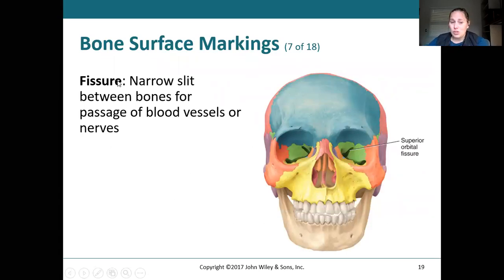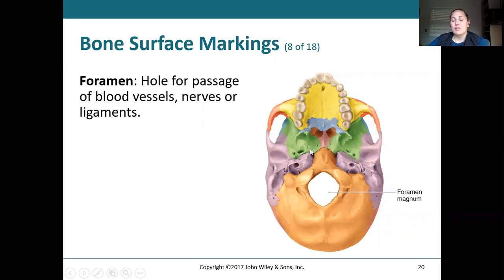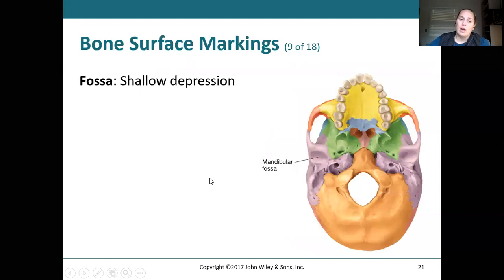So an example of a fissure, one was given in that table, but here we also see the narrow slit of bones for the passage of blood vessels or nerves. So here you can see within this fissure, the superior orbital fissure that's located right here. The foramen, so I said before, the foramen is a very large opening for the passages of blood vessels or nerves or ligaments. So here you can see the foramen magnum, which is again kind of the large opening at the base of the skull that allows the articulation with the vertebra.